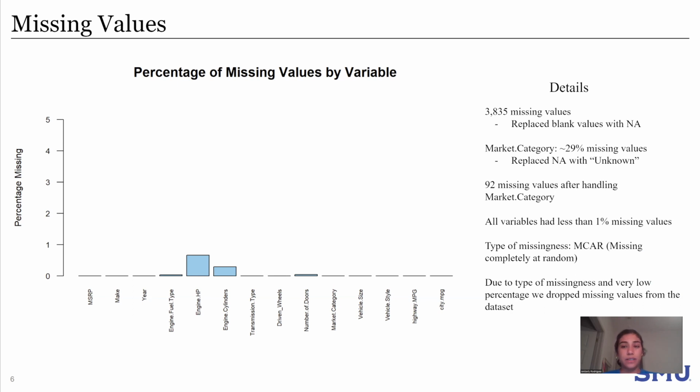After dealing with the market category column, we had 92 missing values. That's what we see here on the left. We have the percent missing for each variable. So we can see that each variable has less than 1% missing value. Again, in our investigation, we noticed that the type of missingness was MCAR, or missing completely at random. We did not uncover any trends that would lead us to believe otherwise. Due to the type of missingness and the low percentage, we decided to drop the missing values from the dataset.